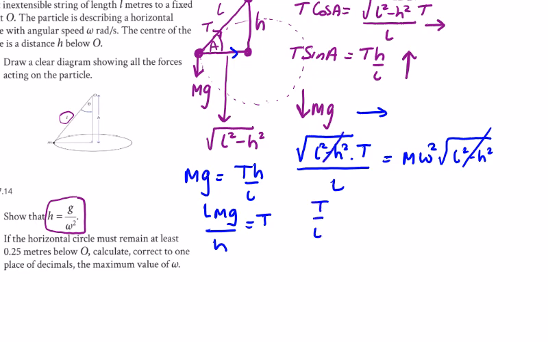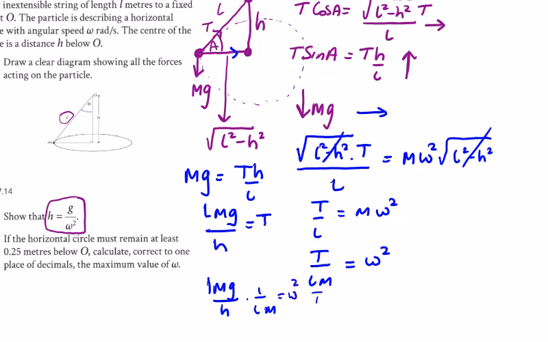So T over L is equal to M W squared. Looking for the W, so T divided by L times M is equal to W squared. So we can say that T is this, LMG over H. So LMG over H divided by LM, so we'd multiply by 1 over LM, is going to be equal to W squared. And the L's and the M's will cancel, leaving G over H is equal to W squared. So we're actually asked to show H is equal to, so H and W squared swap place, so H is equal to G over W squared, which is what they were looking for.